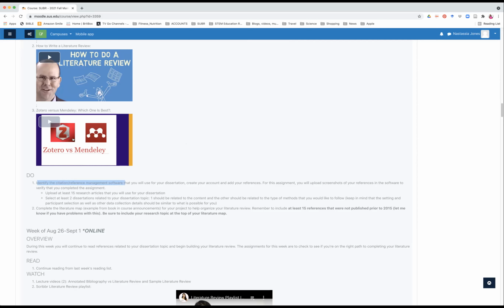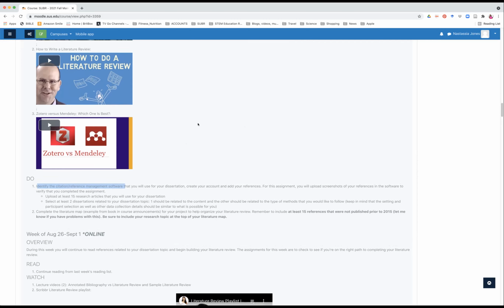Most of these will integrate with Microsoft Word, meaning as you are typing, you can insert the citations that you have stored in there, and you can set it up where it's APA style and it'll do it for you. You do have to double check because sometimes the formatting is not right. And so I do want you to focus on that.